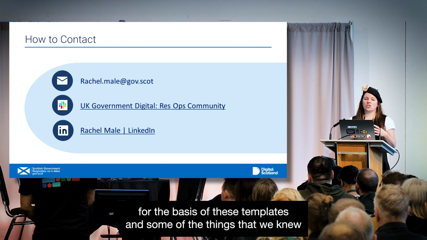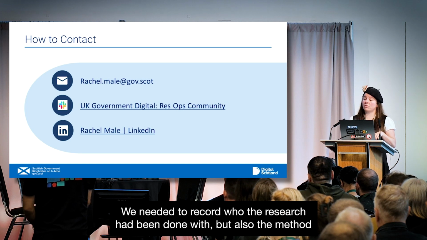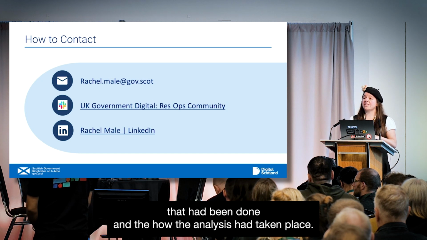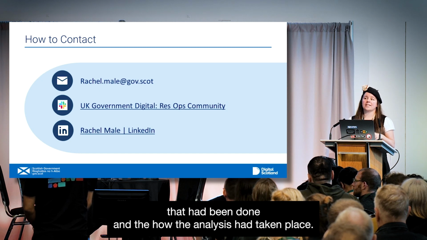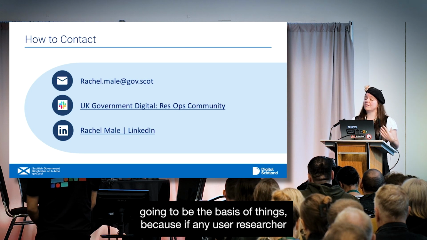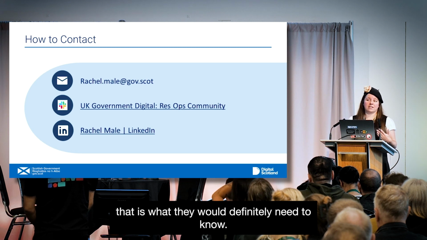And some of the things that we knew that we needed to record was the findings. We needed to record who the research had been done with, but also the method that had been done and how the analysis had taken place. This was how we decided this was definitely going to be the basis of things, because if any user researcher was looking back on that piece of research, that is what they would definitely need to know.